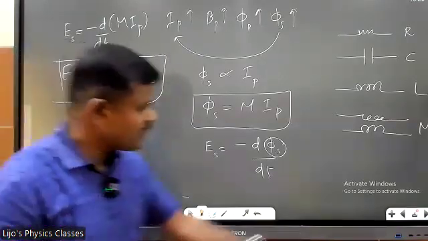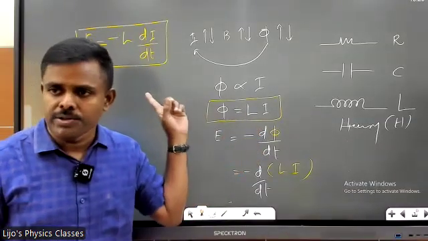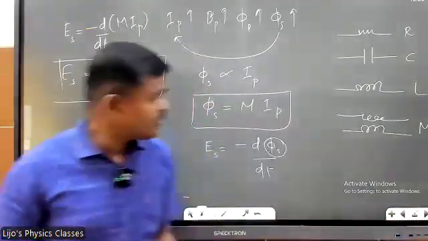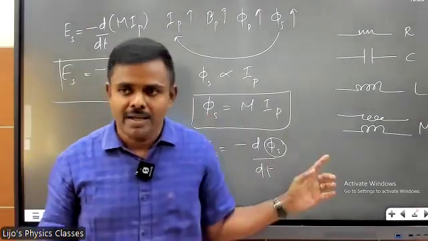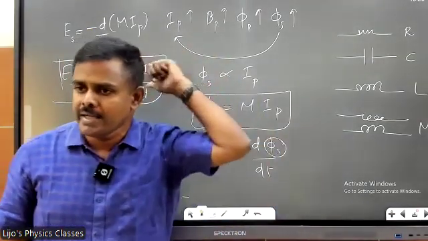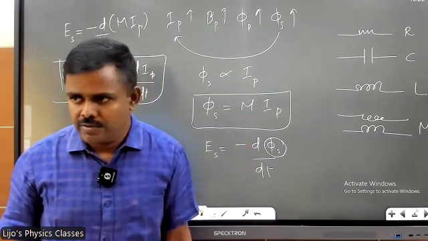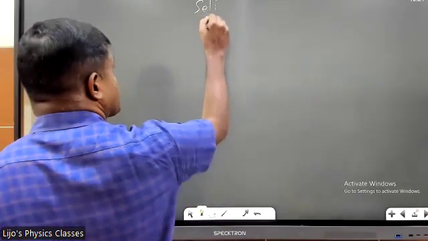So for self-induction, we have two equations: phi is equal to Li and E is equal to minus L into di by dt. For mutual inductance also, we have two equations: phi S is equal to M IP and ES is equal to minus M into dIP by dt. Got it? Understood? So just write this down and take a break. All of you got it, everyone online? Just write it. Write heading self-inductance.